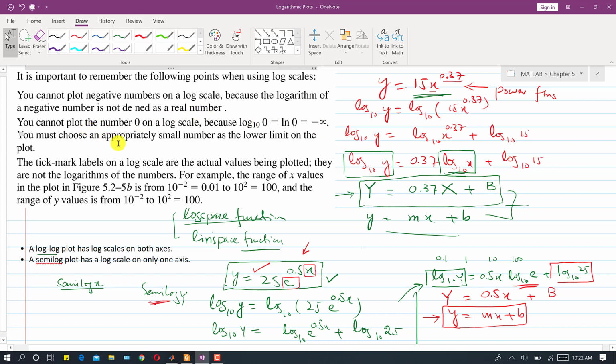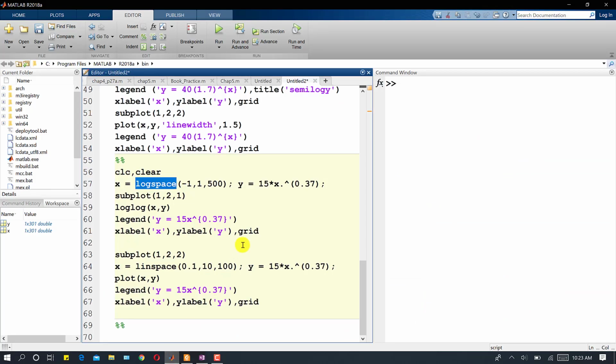So we must choose an appropriate small number as the lower limit on the plot. Let's suppose we define the smallest number as 0.001. We will not use 0 in our data. And secondly, the tick mark labels on the log scales are the actual values being plotted. They are not the logarithms of the number. So let's check this. What is the meaning of this?